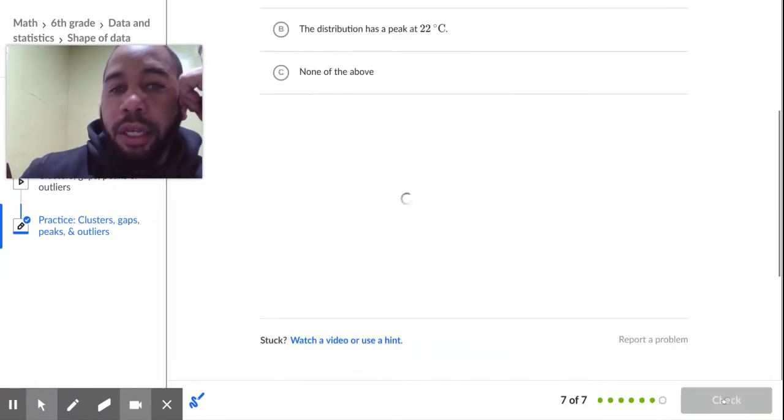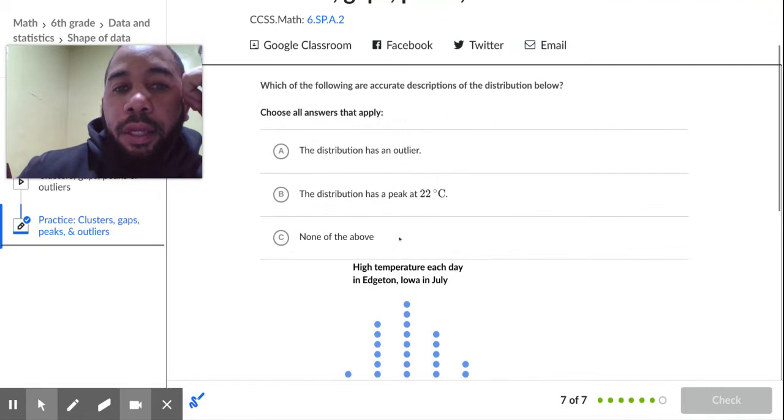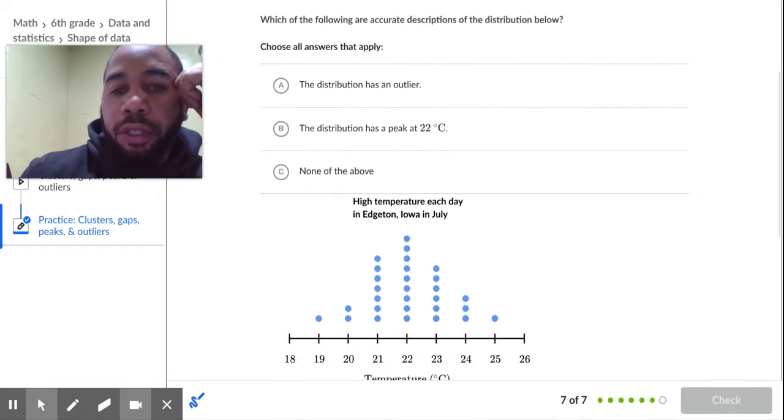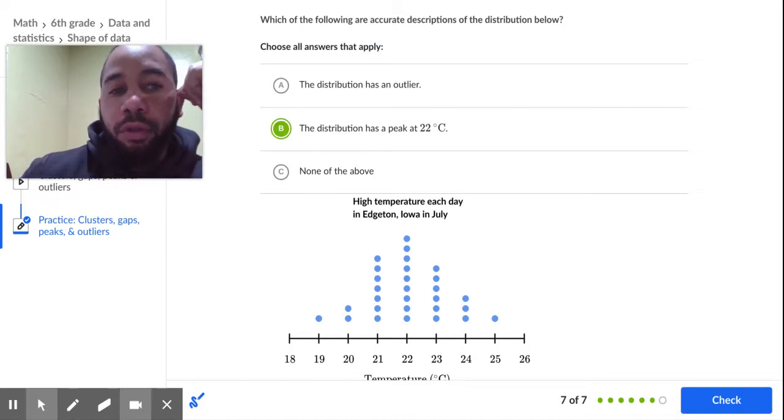Okay, let's look at the next one. It says, which of the following is true? The distribution has an outlier. Maybe you were thinking that one, maybe you're thinking that one, but they're not that far from the data. So I wouldn't go outlier. The distribution has a peak at 22. It definitely has its highest amount at 22. So we'll go with that.